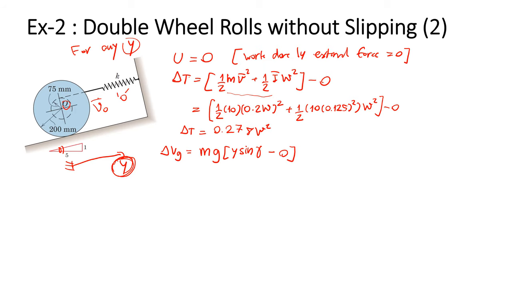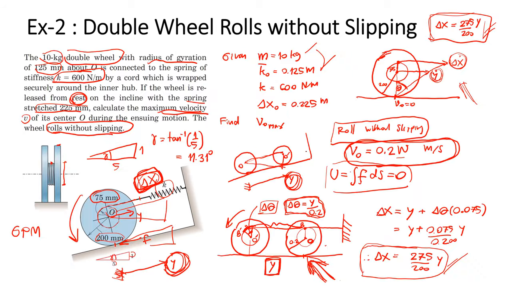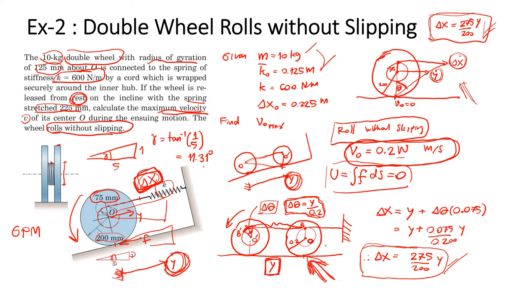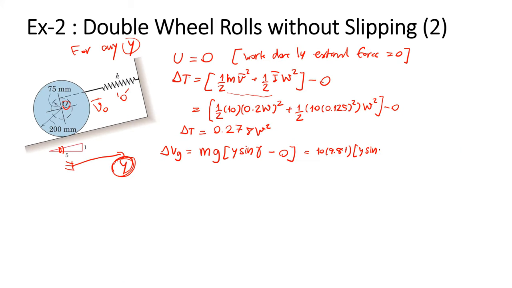So the mass, 10, g, and y sine 11 degrees. So yeah, it's just one constant multiplied by y. One constant multiplied by y. How about the elastic?